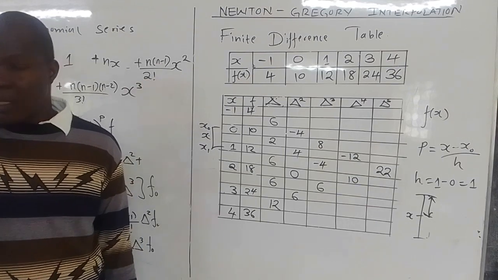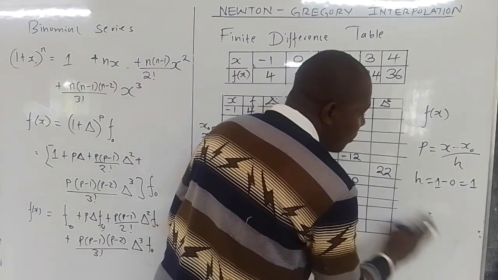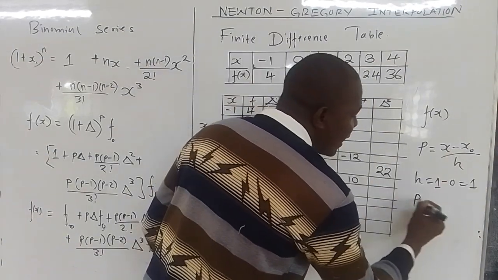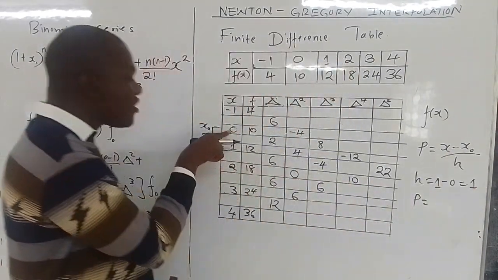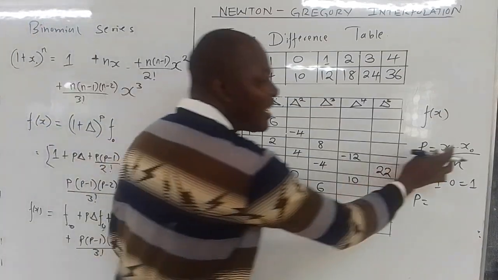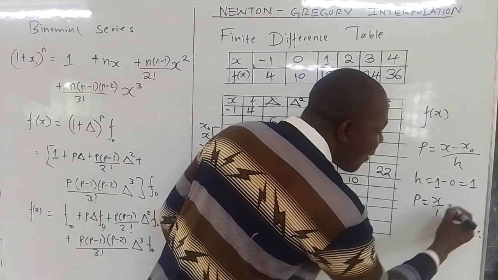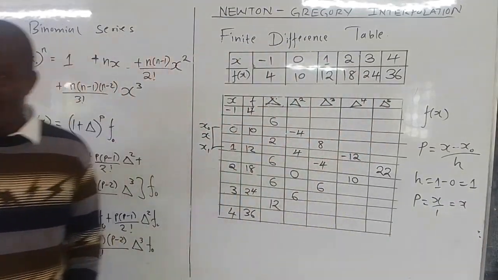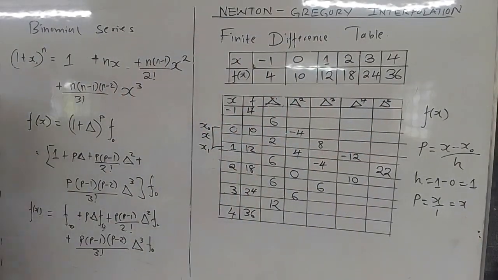So we have P as x minus x naught, and our x naught is 0. That's why it is good to use a point which is 0, because x minus 0 is just x over 1. So it means where there is P, you put x.